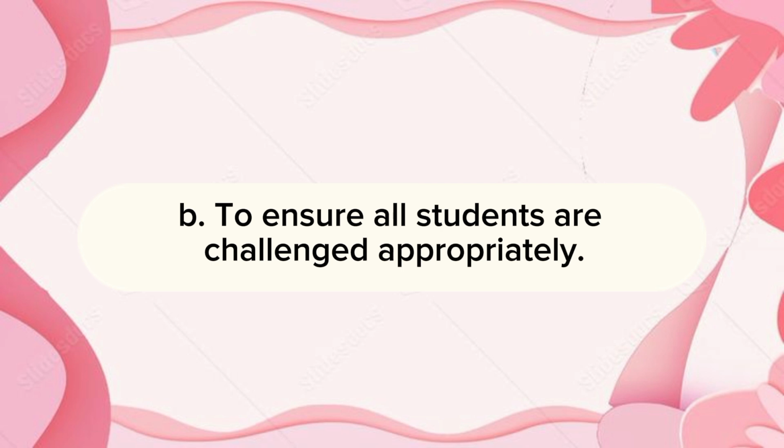Number 19. So what is your answer for number 19? Okay, that's correct. The answer is letter B. It provides direction and focus for instruction and learning. So why is it the answer? Because clear learning objectives guide both teaching and learning, helping educators plan effectively and allowing students to understand what is expected, which enhances engagement and motivation.